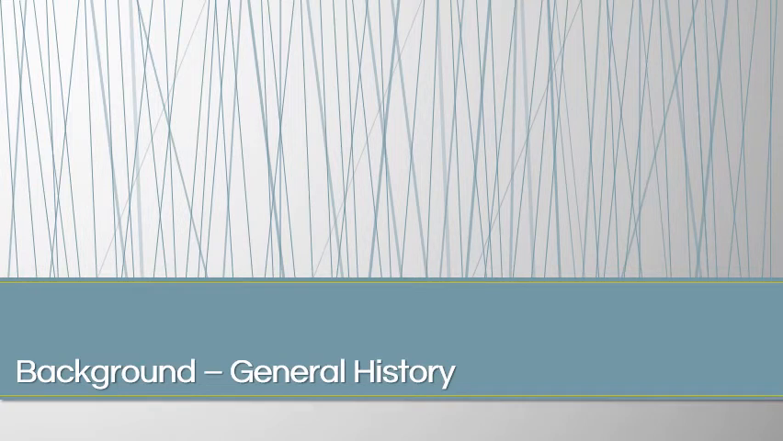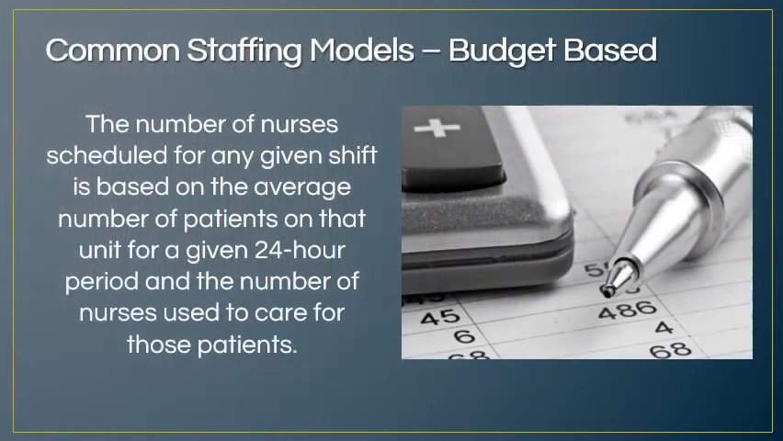In this section, we will provide a brief overall picture of the issues behind nurse staffing. Common staffing models. To assist hospital management's decisions regarding staffing, there are three main models currently used to determine staffing levels. These are budget-based, nurse-patient ratio-based, and patient acuity-based. Most facilities rely on a combination of these models to determine the amount of staff necessary for any given shift.